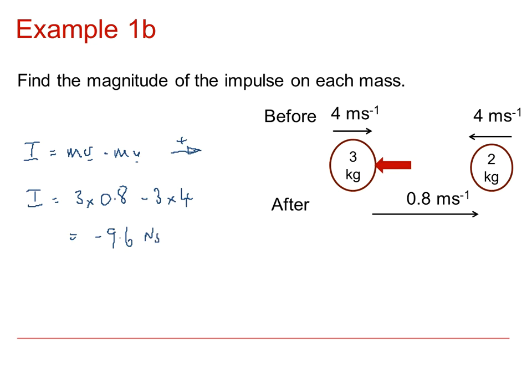So therefore we've got the impulse on the 3 kilograms is equal to 9.6 Newton seconds to the left, or we could say in the opposite direction to its initial motion. And the impulse on the 2 kilogram must be equal and opposite to that, so it would be 9.6 Newton seconds to the right.